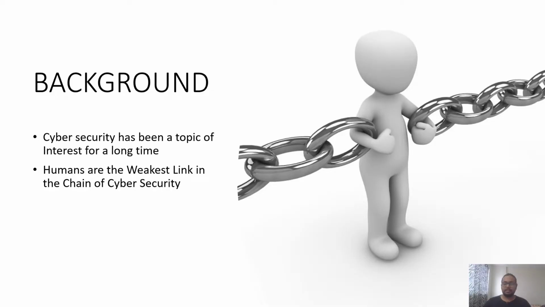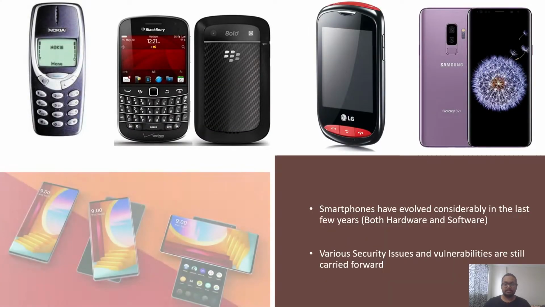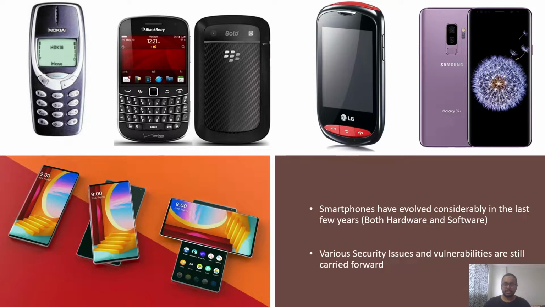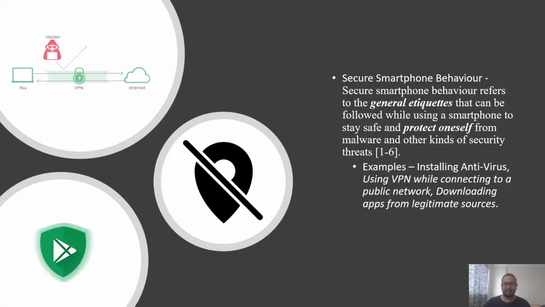Research on cybersecurity has been around for a long time, but usable privacy and security came under the spotlight when people were being targeted with phishing mails and other cybersecurity scams. Smartphones have evolved rapidly over the past 2 decades. Despite the evolution, security vulnerabilities have been carried forward and even exist today. Up until today, persuasive games to raise user awareness about smartphone security are handful in number, and various researchers have shown that user awareness about smartphone security and privacy is low, and most users do not follow secure smartphone behavior.